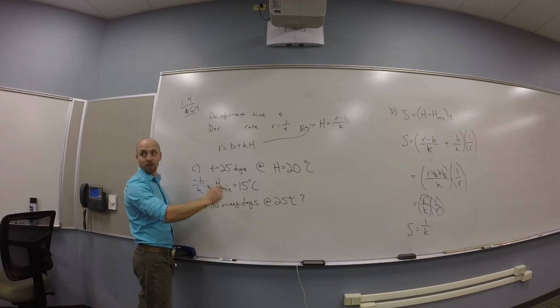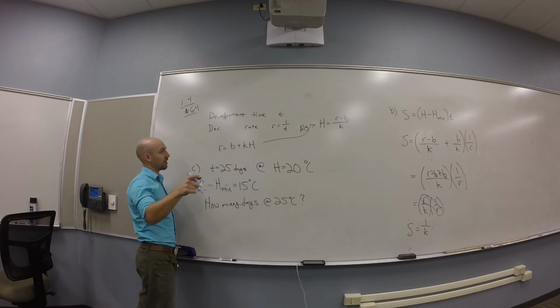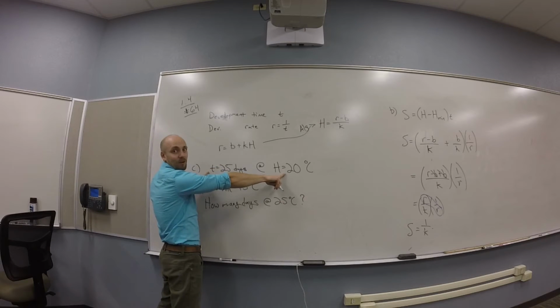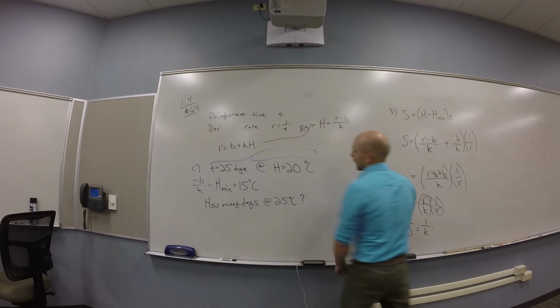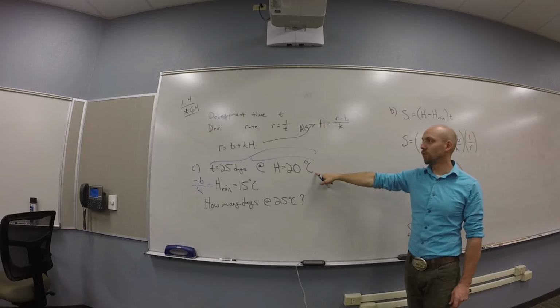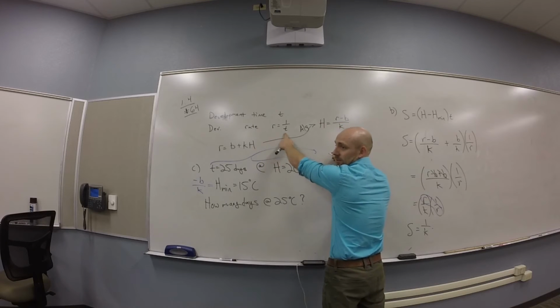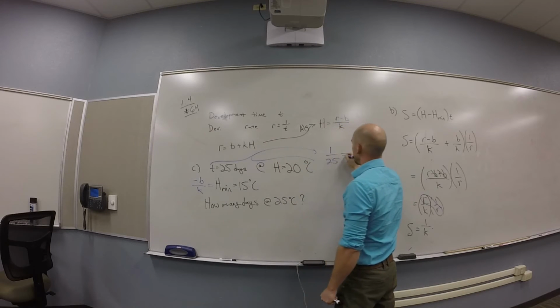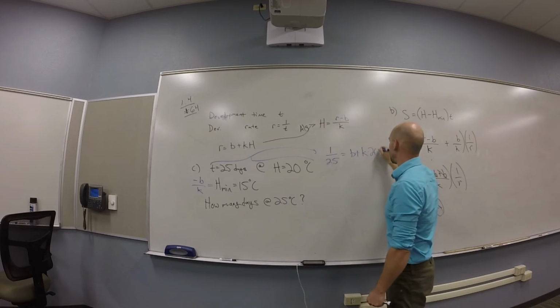What else do I know? H is 45 minus... Yeah, so this thing I think tells me something, right? You guys see that? This whole business here tells me what? It takes 25 days when the temperature is 20 degrees, right? So that tells me that R, which is 1 over T, so 1 over 25 is B plus K times 20.